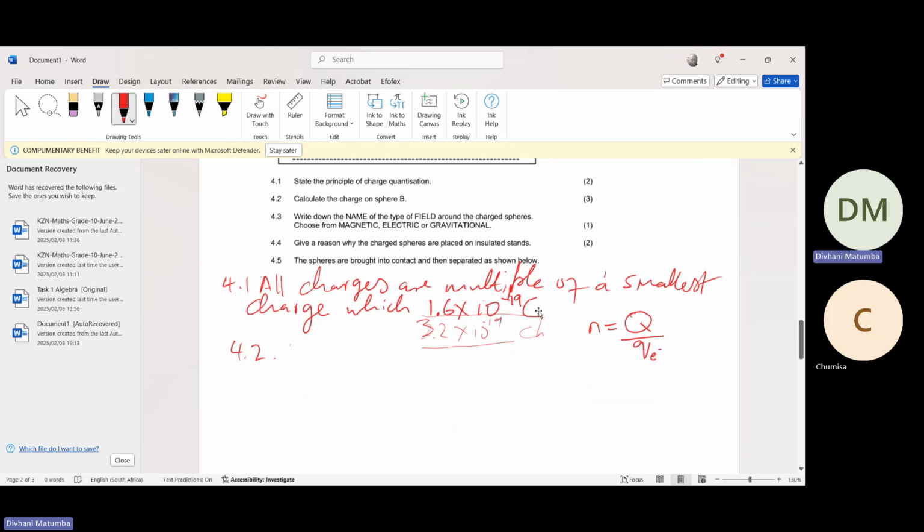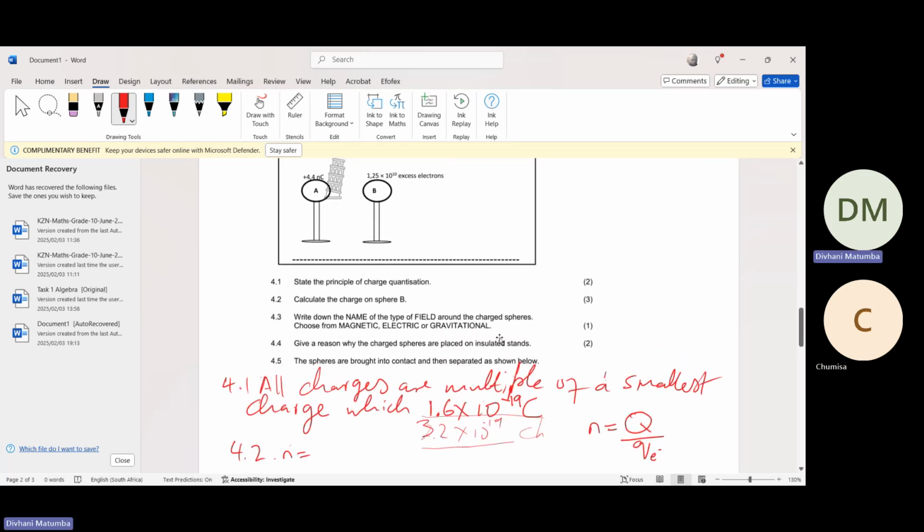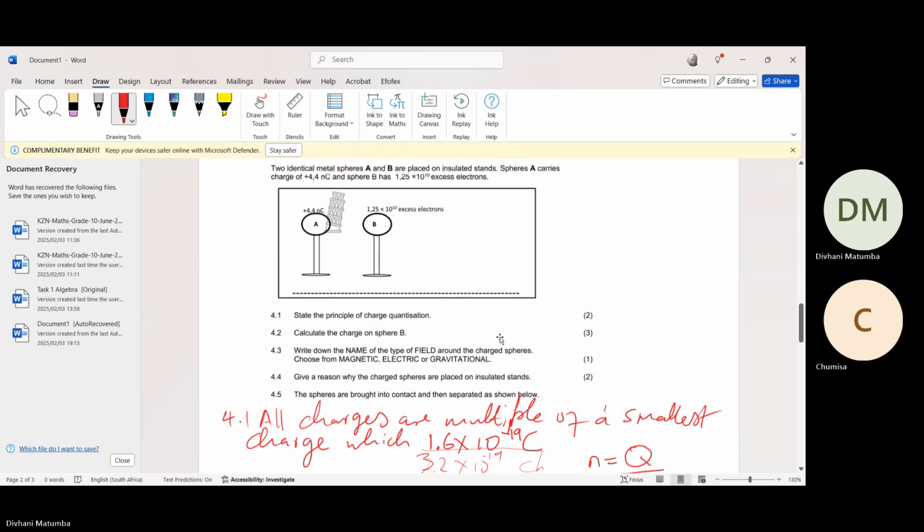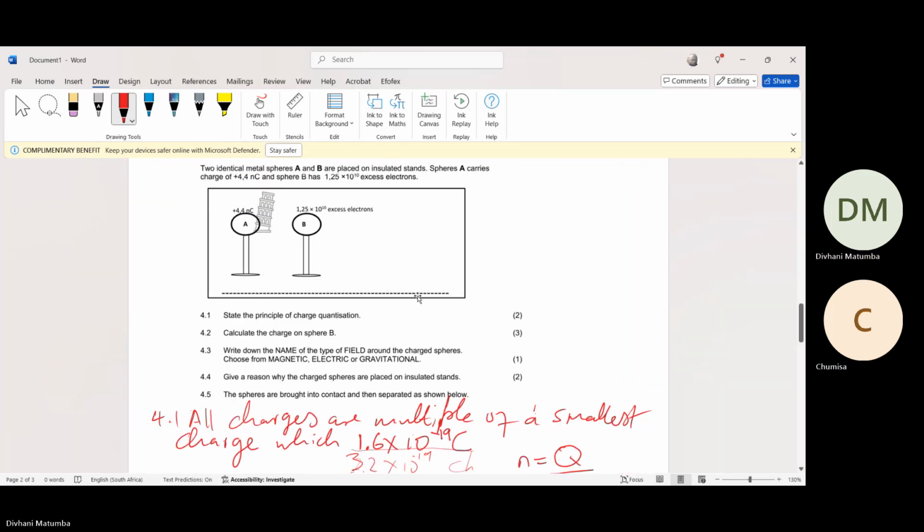Calculate the charge on sphere B. What is the charge on sphere B? How do we go about it? Can I please see sphere B again, sir? May I please see sphere B? Did you see it? Yes, sir. So how do we go about it?